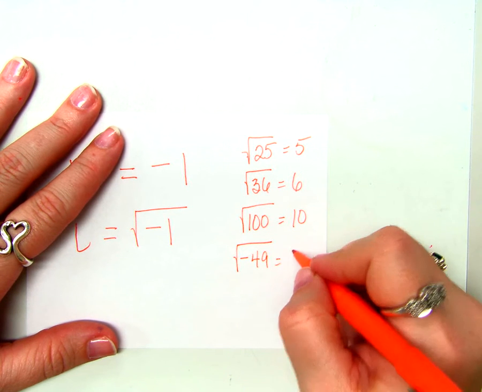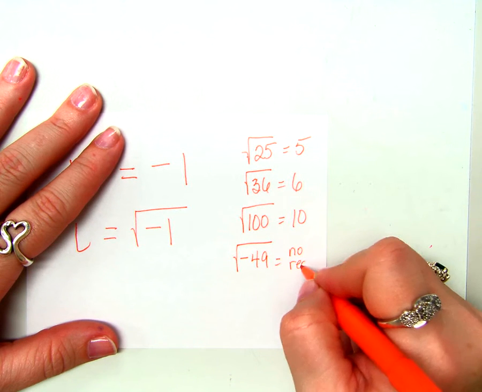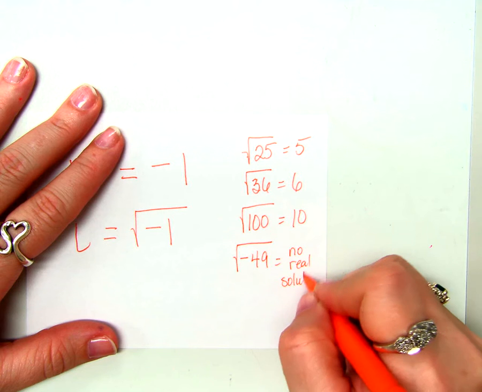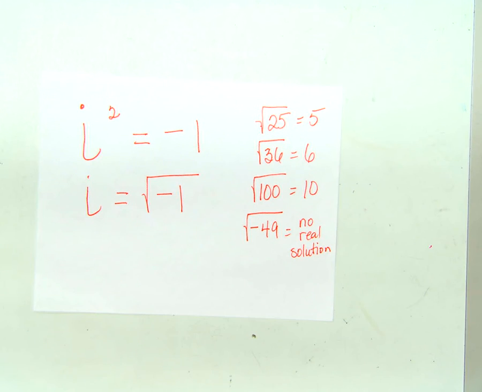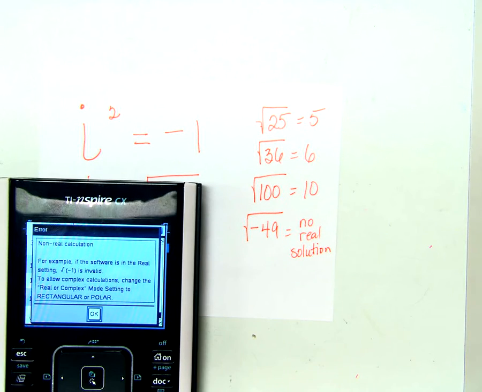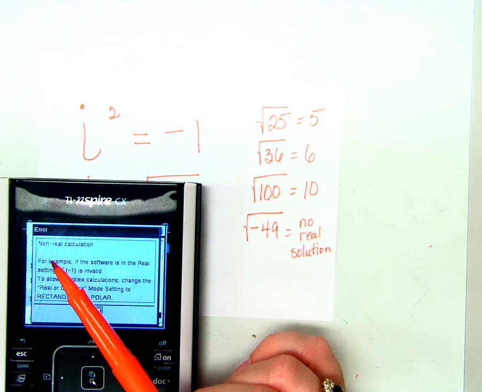And we said, no real solution. Why did we say no real solution? Can you take the square root of -49? Press it into your calculator, please. The square root of -49. That's what mine says: non-real calculation.